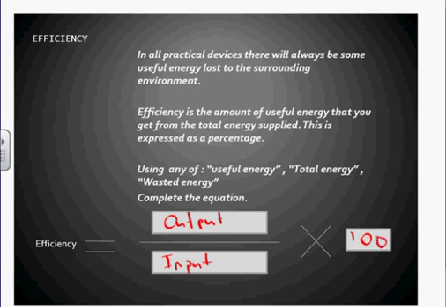That could be referred to as useful energy, compared to input, which is your total provided energy. So if you put something like 500 joules into something, but you only get 100 joules of useful stuff, then this thing is 20% efficient. In other words, 1 over 5, times 100.